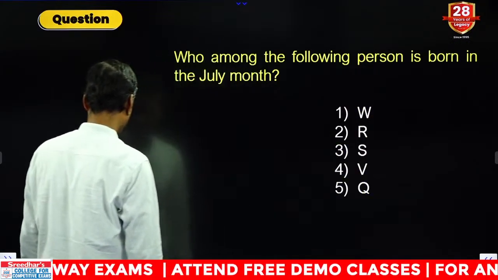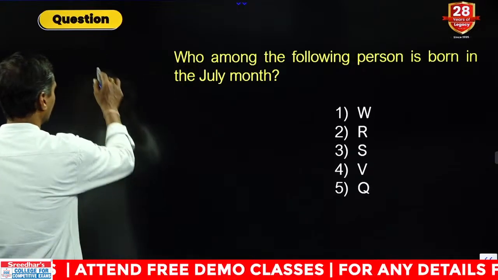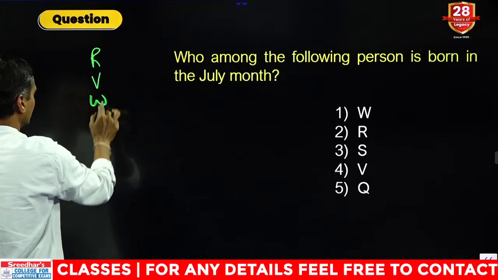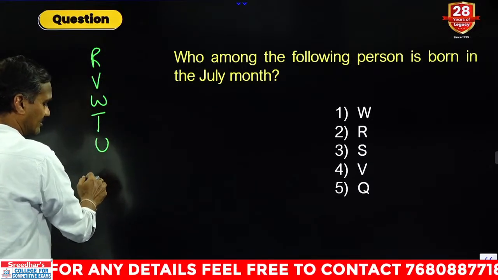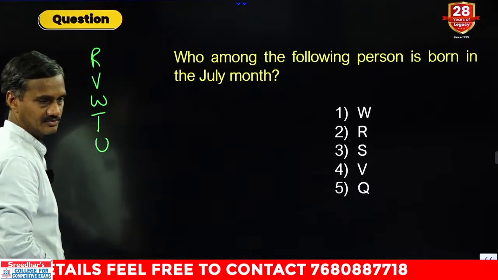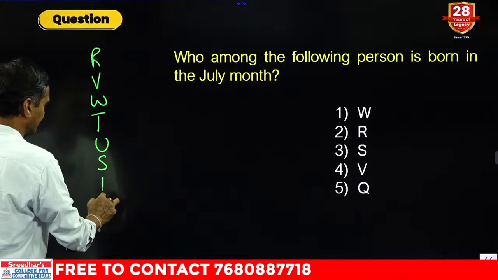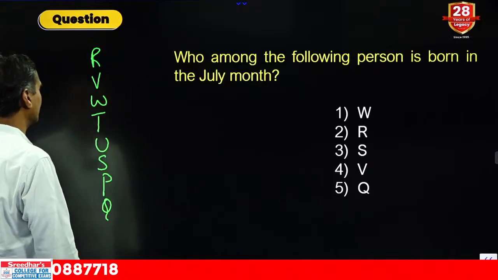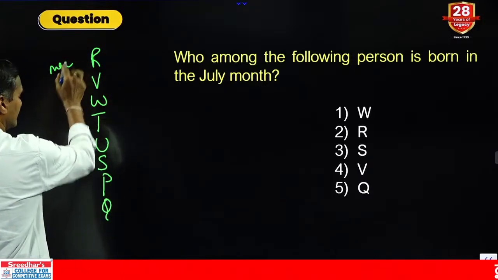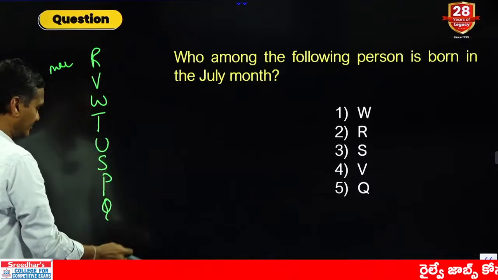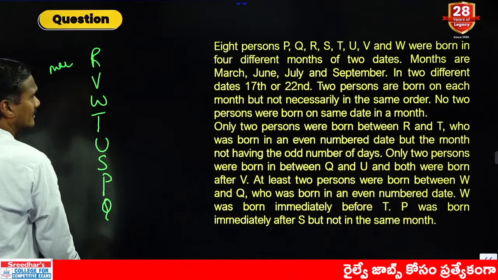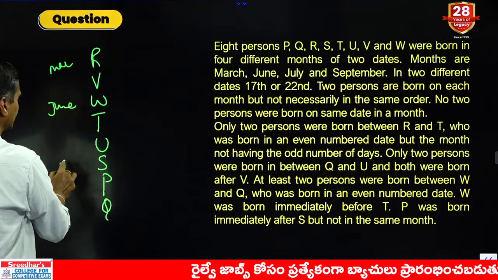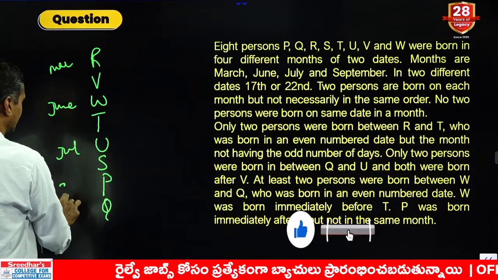Question number 12. Yes, tell me what is the final arrangement we have? R, V, W, T, U, S, P, Q, isn't it? And you also got the same thing. Now this is the final arrangement we have. And who among the following persons is born in July month? Now this is March, and the next one is March. And what are the months we have? March, June, July, and September. Now this is July and this is September.